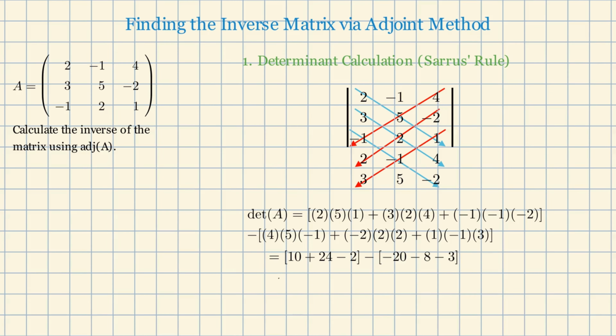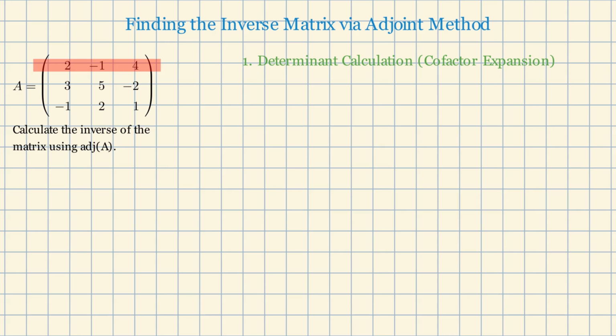The second method is cofactor expansion. Here we choose a row or column. Let's choose the first row here. We multiply each element in this row by its cofactor. The cofactor of the Aij element in the ith row and jth column of matrix A is denoted by Cij and is calculated as minus 1 raised to the power of i plus j times Mij.